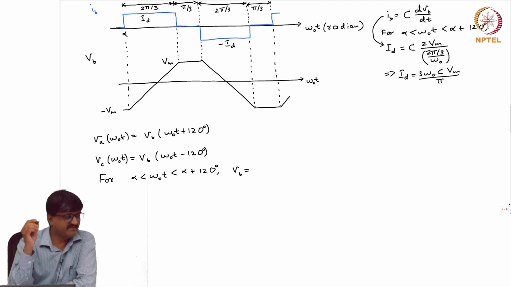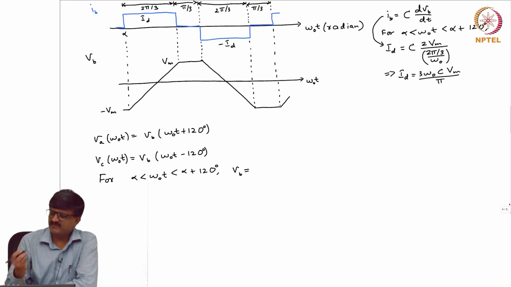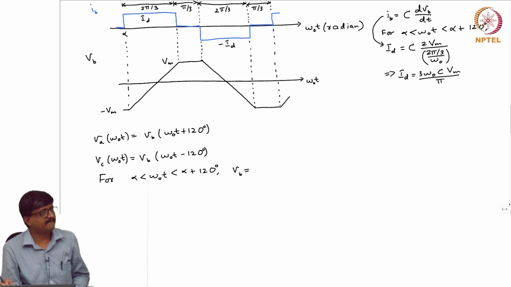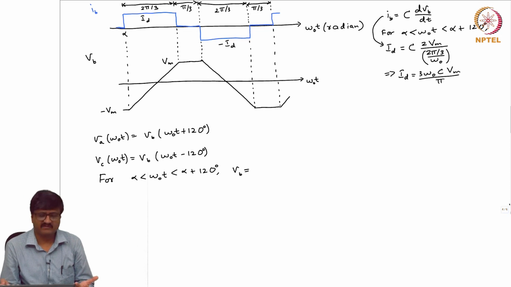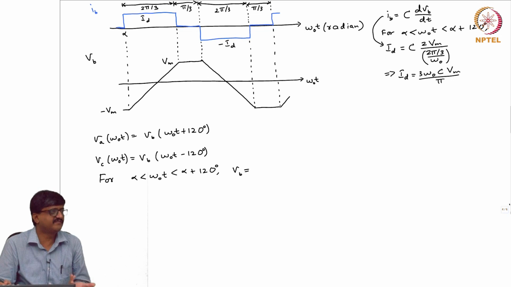Okay. Based on that, can I write the expression for VB for alpha to alpha plus 120? In terms of Vm, it is easy to write in terms of Vm. So, that is why I introduced notation Vm. So, what is VB in terms of Vm? See, it is just a straight line segment. From alpha to alpha plus 120, VB is a straight line segment. What is the equation of the straight line segment? That is all I am asking.